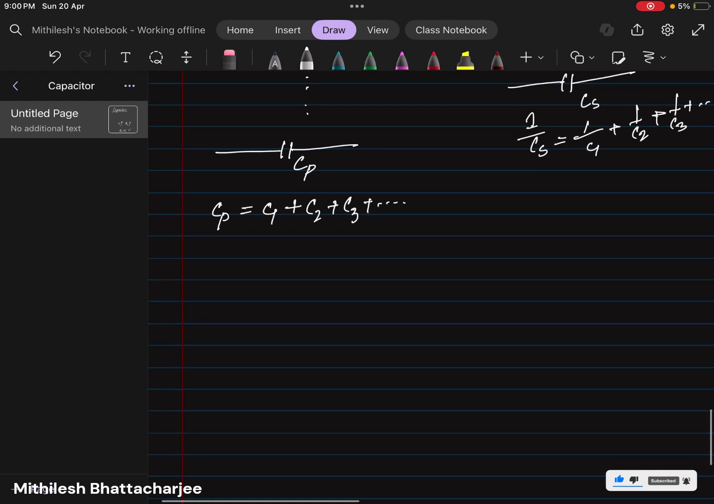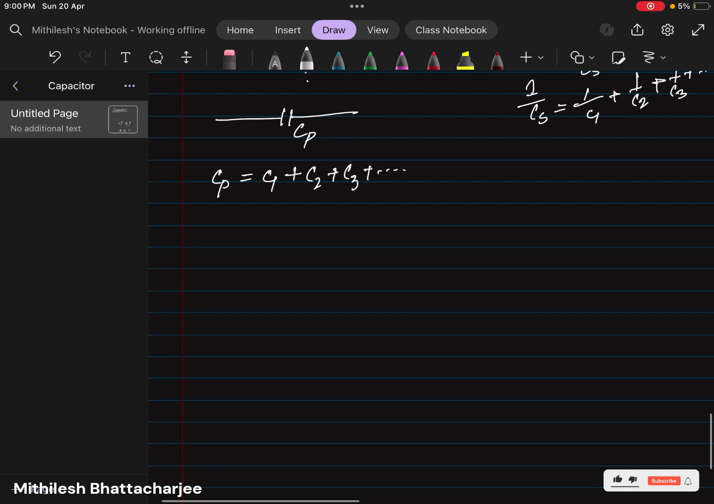And the last topic is the energy stored in the charged capacitor. We have already discussed that a capacitor can store charge, but how much energy, how much charge can a capacitor store? So this is the next heading: the energy stored in a charged capacitor.